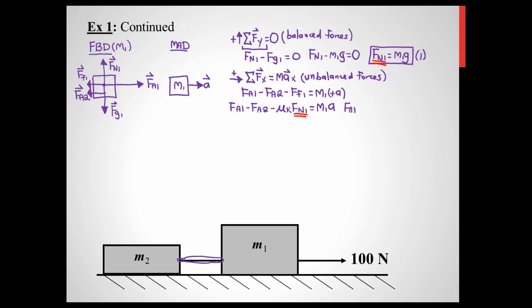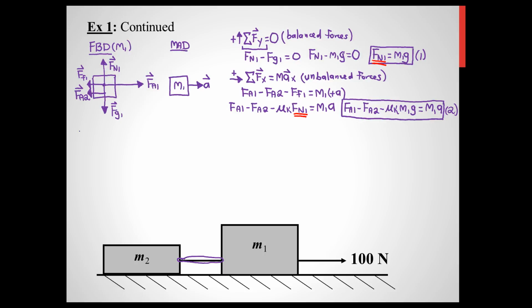So this would then be Fa1 minus Fa2, subtract mu k. If I sub Fn1 is m1g, this would then turn into mu k m1g is equal to m1 times a. Let's box this equation and call it equation 2. That's as far as we can go for the first part. We need to figure out the system acceleration and tension. I have only one equation here with two unknowns. I don't know Fa2, and I also don't know the acceleration.